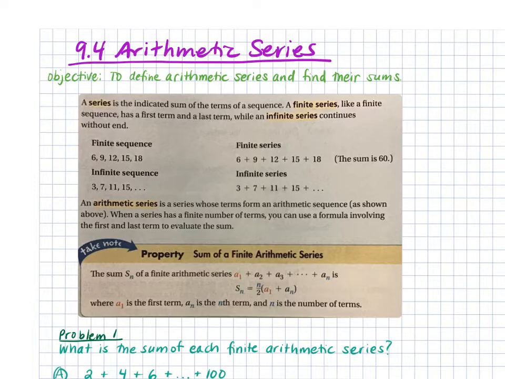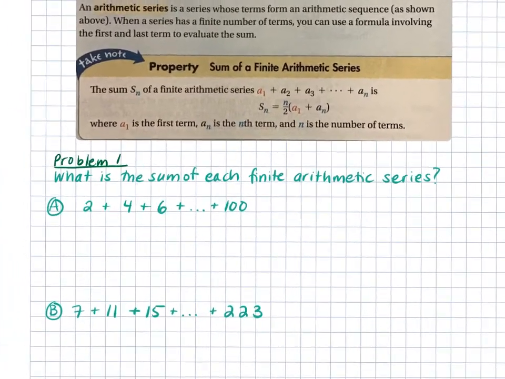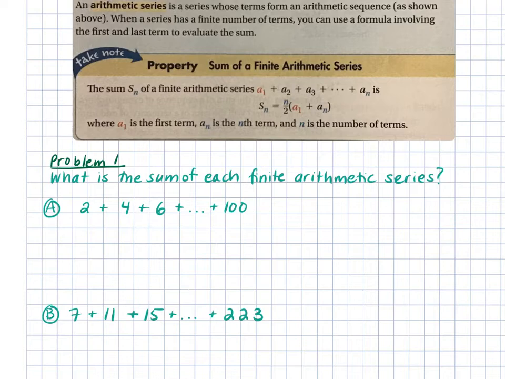So an arithmetic series is a series whose terms form an arithmetic sequence. These are arithmetic sequences here. And when a series has a finite number of terms, you can use a formula involving the first and the last term to evaluate the sum. So that formula is given here, the sum of a finite arithmetic series. You take the first term and add it to the last term, multiply it by the number of terms, and divide it by 2. And that is the sum of a finite arithmetic series.